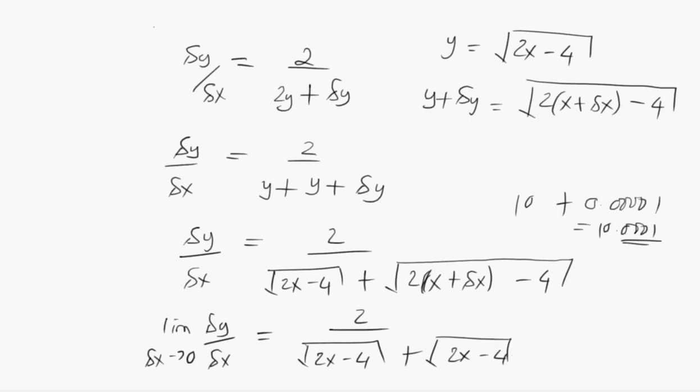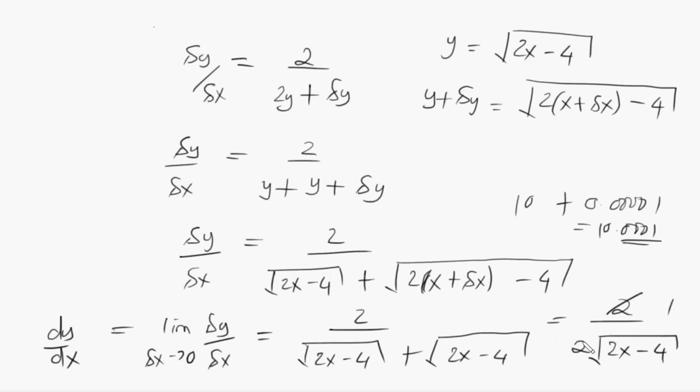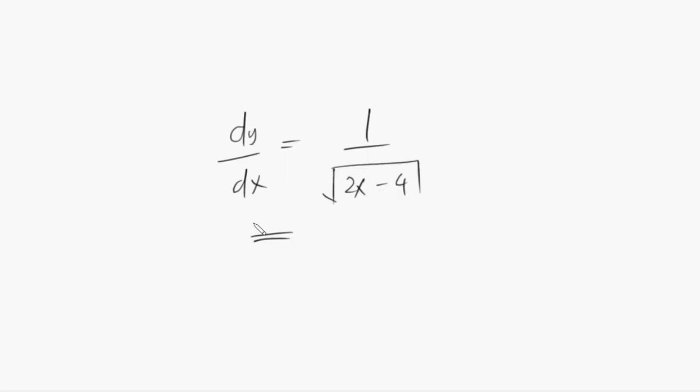Minus 4 like this. So this one and this one are the same. So this one is just 2 over 2 times the square root of 2x minus 4. Now remember, this is dy dx, and this is what we are looking for. So here 2 divided by 2 is 1. Therefore, to conclude, the answer for dy over dx is equal to 1 over the square root of 2x minus 4.